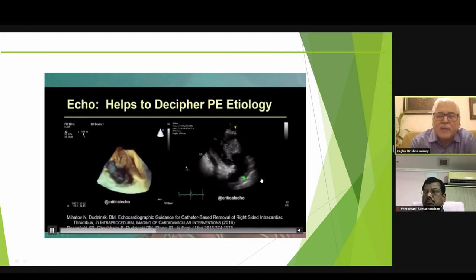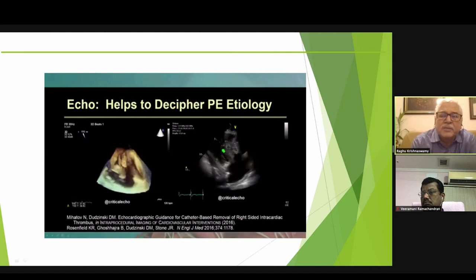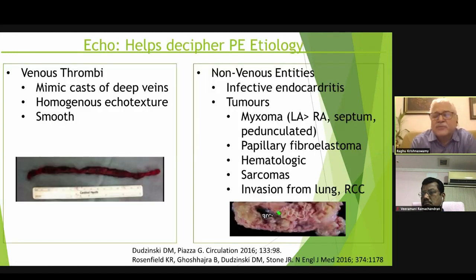Suppose you see a mass. As I've already said, CT does not help in characterizing or determining the etiology. An echo can easily differentiate a mass as a myxoma or a thrombus or even a metastatic mass like a sarcoma. Also, the character of the thrombus, if it's a long thrombus which reflects the cast of the deep veins, one can easily come to a conclusion that the mass is from the veins, or it's an IVC mass. Non-venous entities can also be diagnosed, like infective endocarditis.